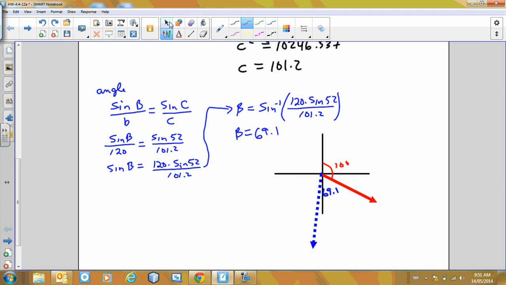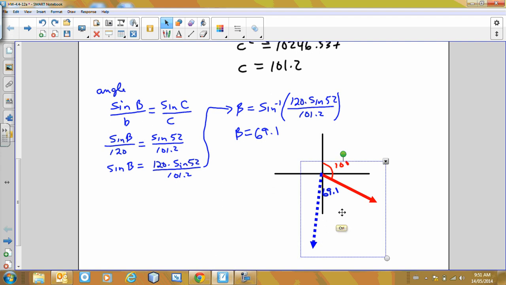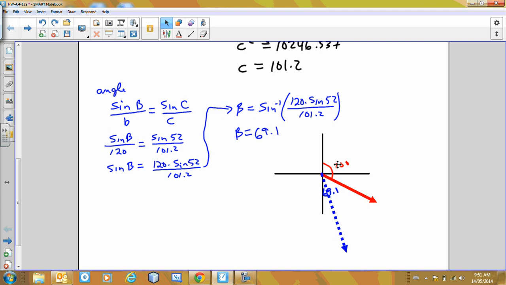And so what that means is, if I was to do a little bit better job here, I have 100 plus 69 more. This line actually should be coming out this way instead. Again, no problem for our calculations, just to visualize it. There's 100, then 69.1 more.